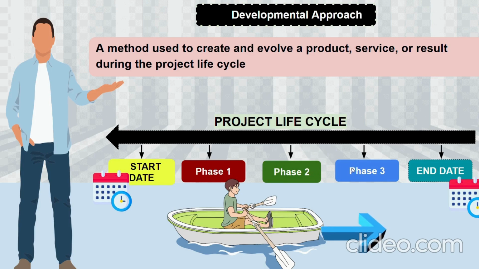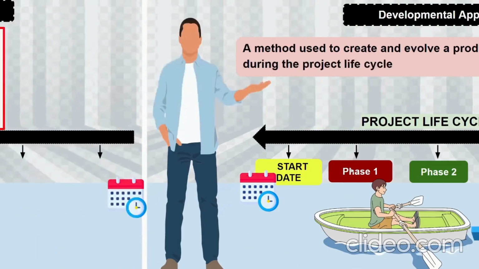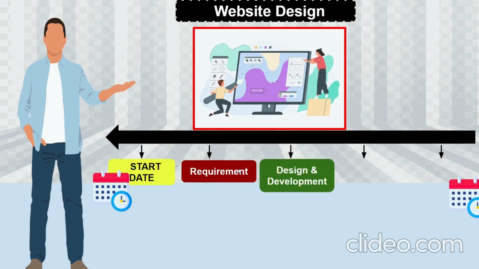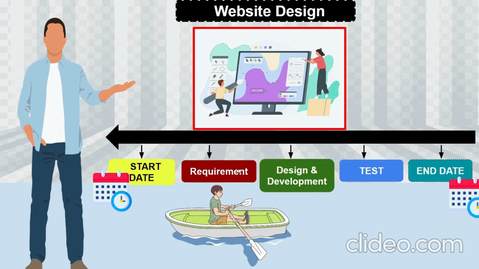Let's take an example of a project where you have to make a website. It will have a start date and end date, and the project phases run sequentially. The first phase is requirement, where the requirements of the website are collected. The second one is design and development, where a sample of the website is made and actual development takes place. And finally the test team tests the website and it is delivered to the final customer, just like rowing a boat in a single direction.